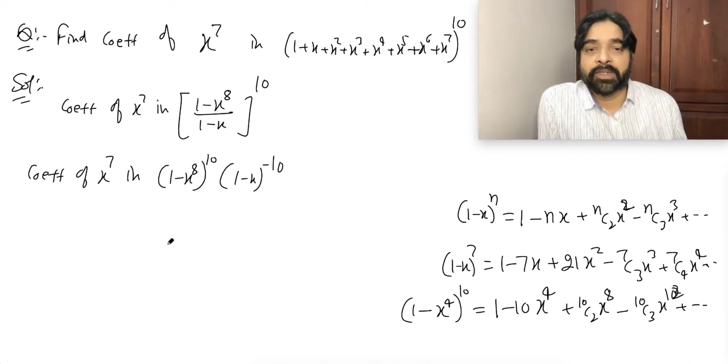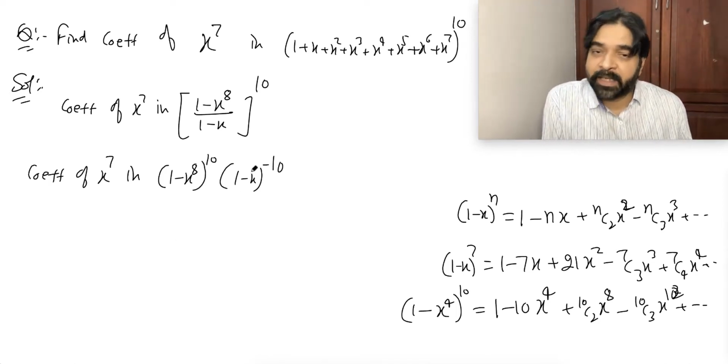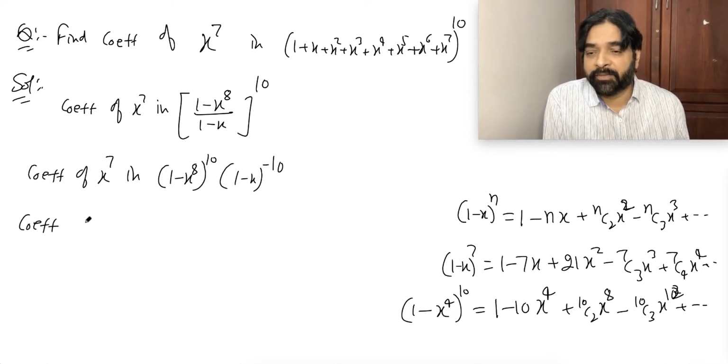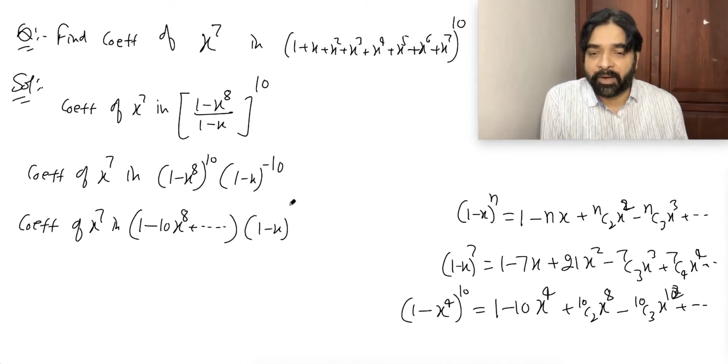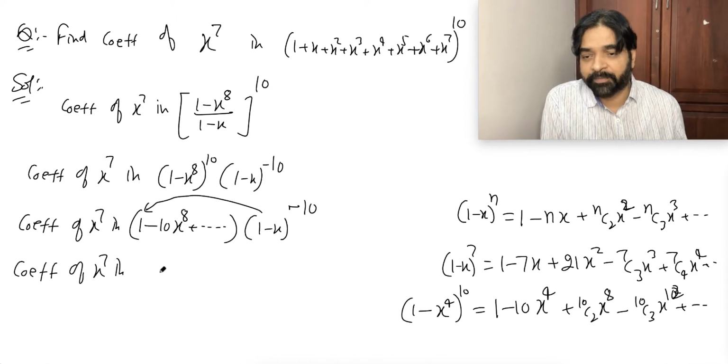I hope all of you are able to understand. This expansion I cannot do, but this expansion I can do. So I'll say the coefficient of x power 7 in, what is this expansion? Use this: 1 minus nx means 1 minus 10x power 8. Further I will not write. Why will I not write? Easily we can understand. When this is multiplied, it will be the coefficient of x power 7 in. When this is multiplied with 1, what will come?